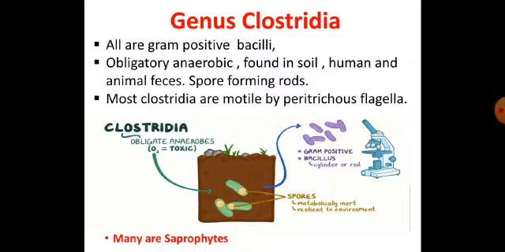Genus Clostridia are large gram-positive bacilli. They are obligatory anaerobes. That means oxygen is toxic to them. They are found in the soil, and they are normal inhabitants in the GIT of human and animals. They are spore-forming bacilli. Most Clostridia are motile by means of peritrichous flagella. Many members are saprophytes, and the others are pathogenic.